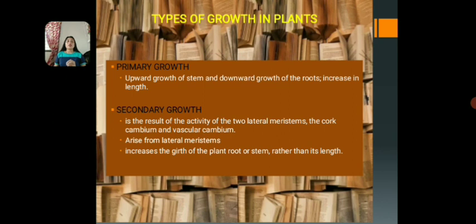We have the types of growth in plants, which are primary growth and secondary growth. Primary growth is the upward growth of the stem and downward growth of the roots, which increases the length. While secondary growth is the result of the activity of the two lateral meristems, the cork cambium and the vascular cambium, which increase the girth of the plant root or stem rather than its length.